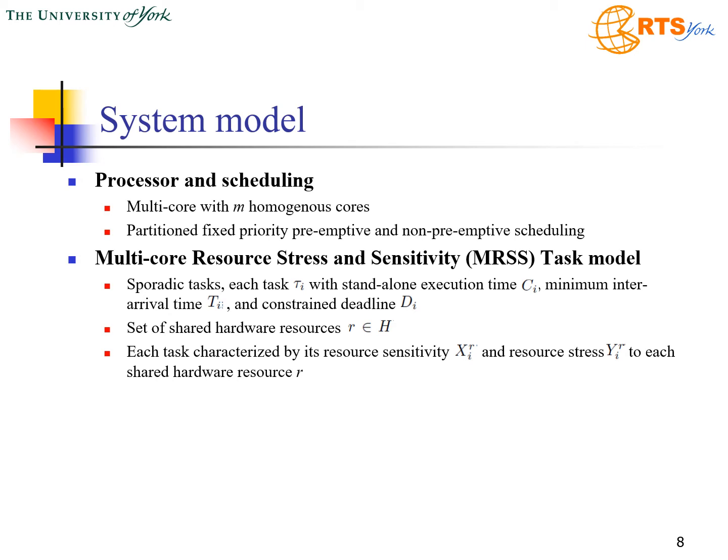The task model is an augmentation of the classical sporadic tasks, where each task has a standalone execution time, a minimum inter-arrival time, and a constrained deadline. However, here the tasks share a set of hardware resources, and each task is also characterized by its resource sensitivity and its resource stress to each of those shared hardware resources.